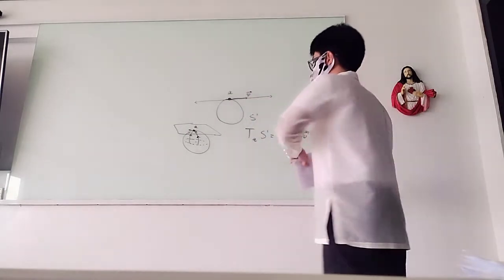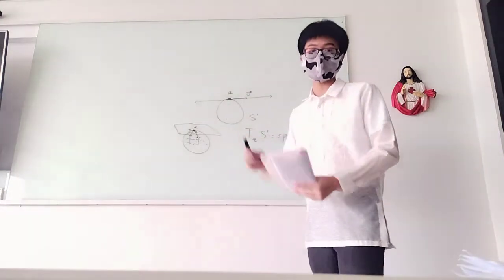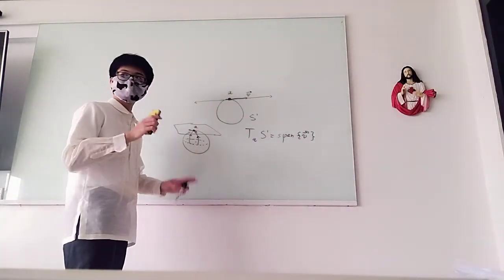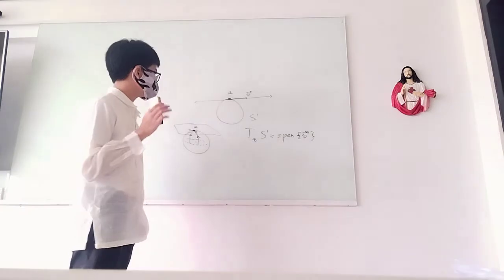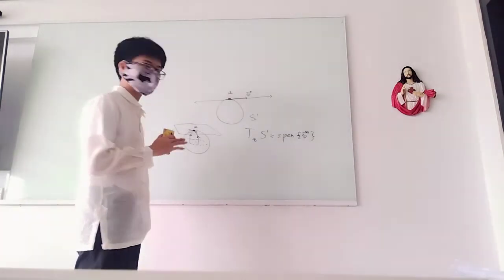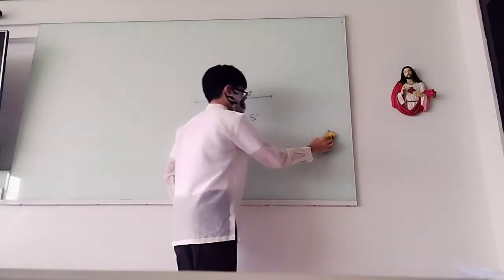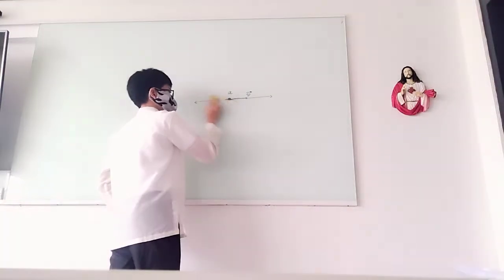Okay, so yeah. Aside from that, that's essentially the concept of a tangent space. A tangent space is like a vector space, but it contains only all possible tangent vectors at a point on a manifold. So all possible vectors right here.